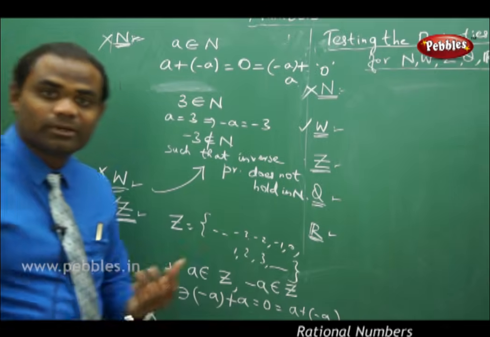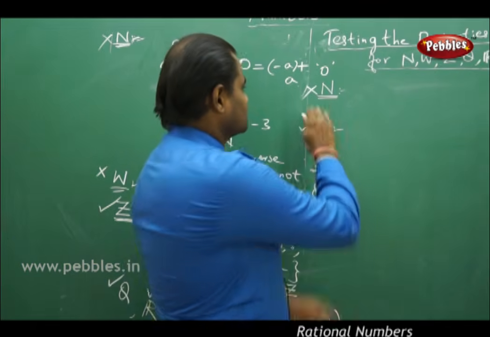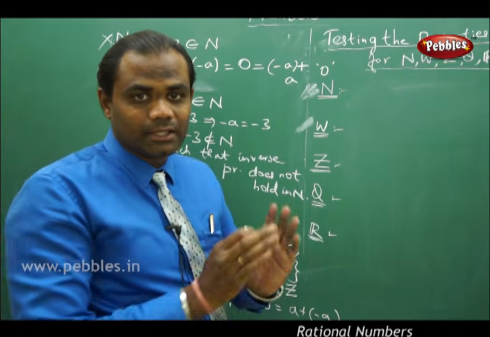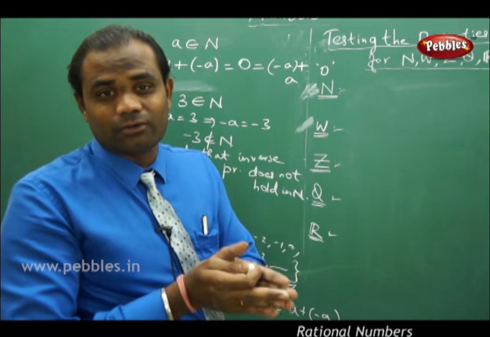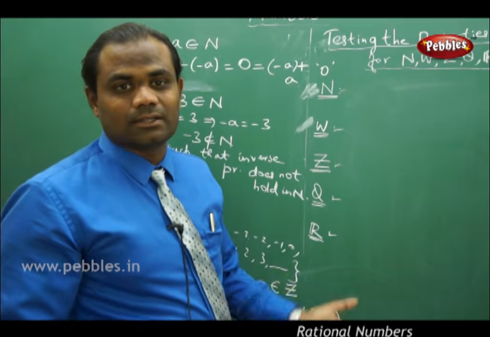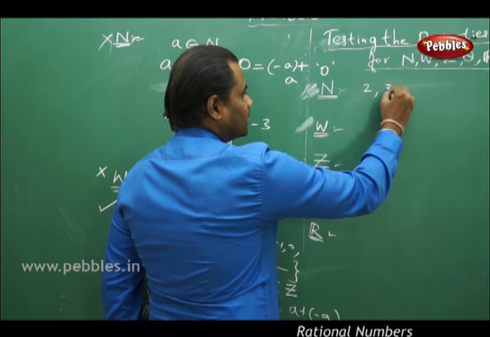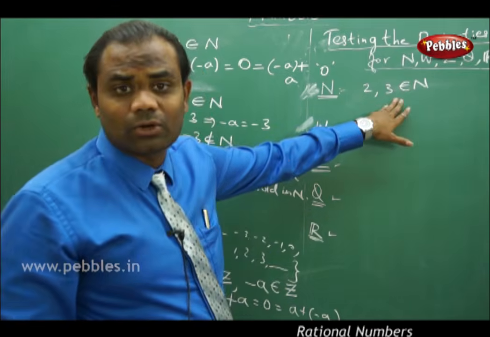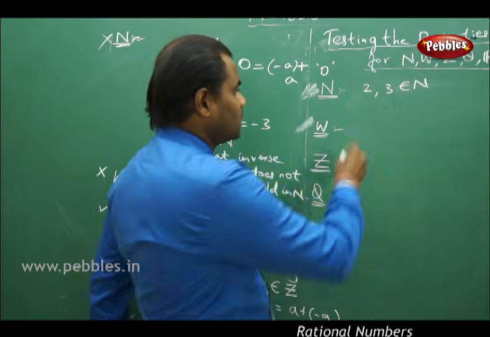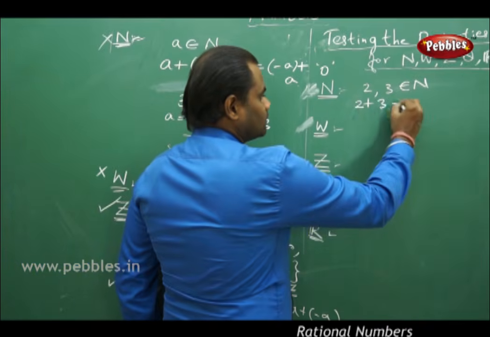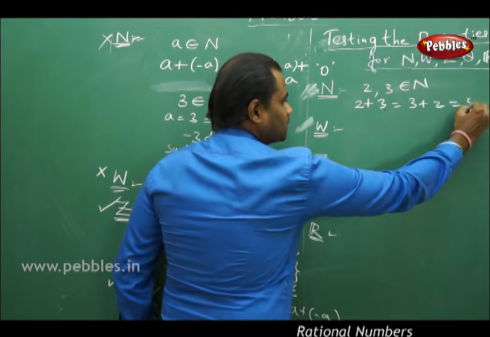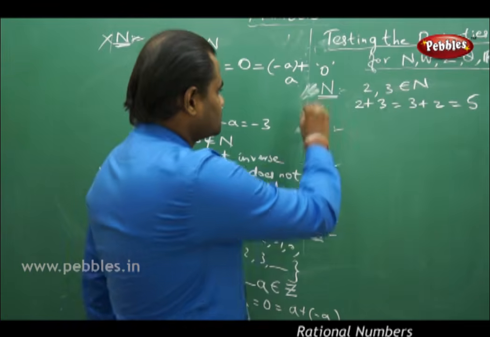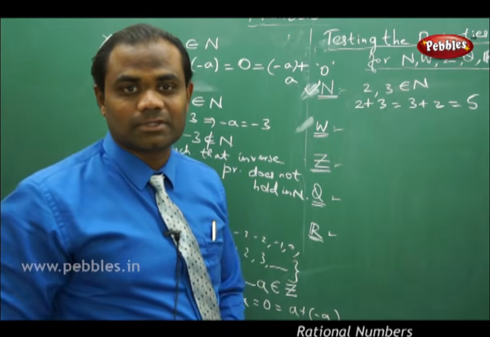Now next, coming to the commutative property. Now take the natural numbers. The natural numbers have the commutative property holding, because you take any two numbers, in any order of addition, the property holds. Say for example, I have 2 and 3 belonging to N. I don't have any rule that I should be adding them in order. It is irrespective of order that I add two numbers. 2 plus 3 is 3 plus 2, which equally gives me 5. So commutativity holds in natural numbers under addition.